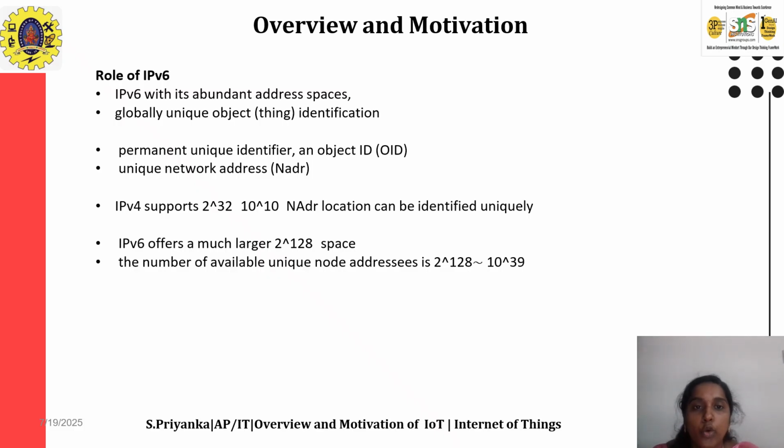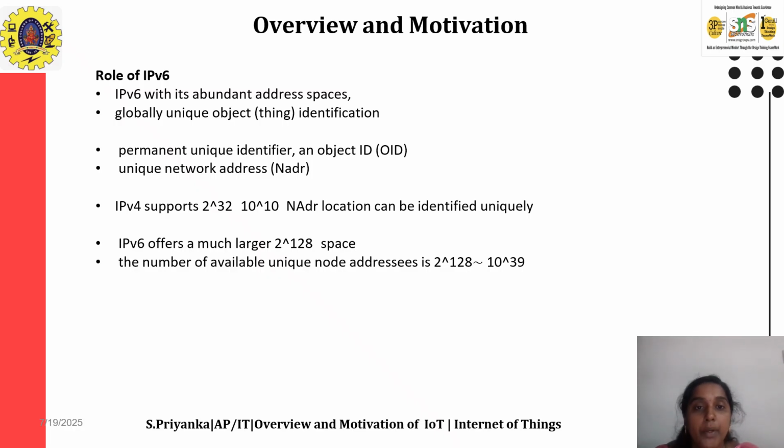Next comes the role of IPv6. Here the role of IPv6 is abundant address space. It is globally unique, so that an object or thing can be identified. Next, it uses a permanent unique identifier, that is an object ID, called OID. Next is the unique network address. It is also important in IPv6.